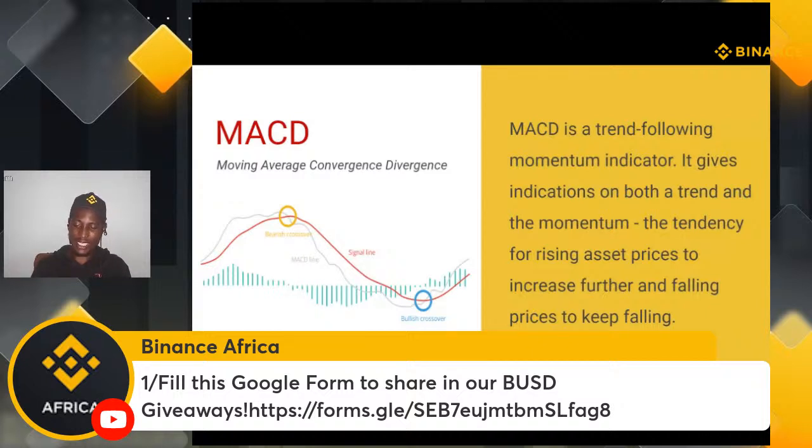Also, if you look at the MACD indicator very well, you notice a green histogram. The histogram is calculated based on the differences between those two lines, the MACD line and the signal line. That's how you generate the histogram.